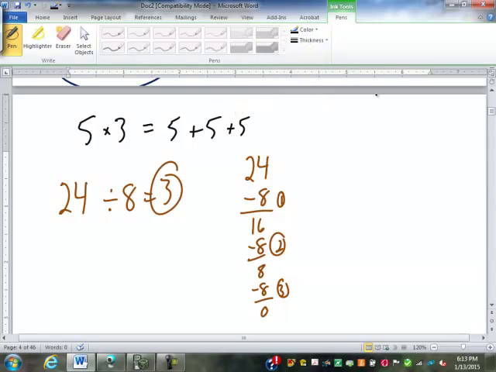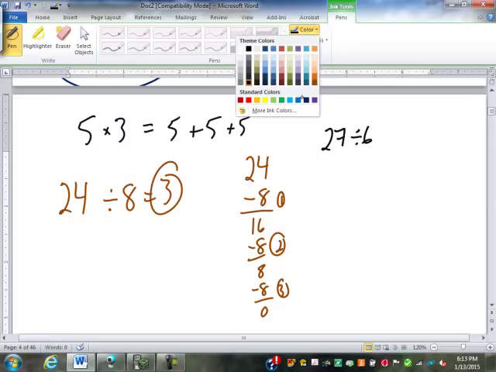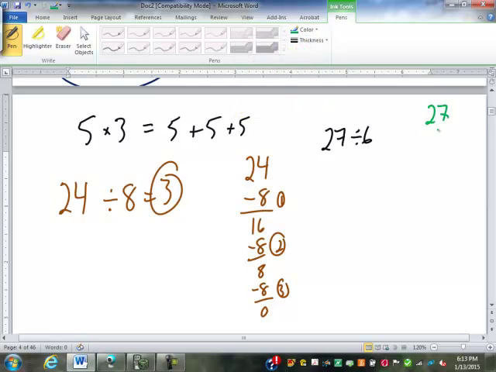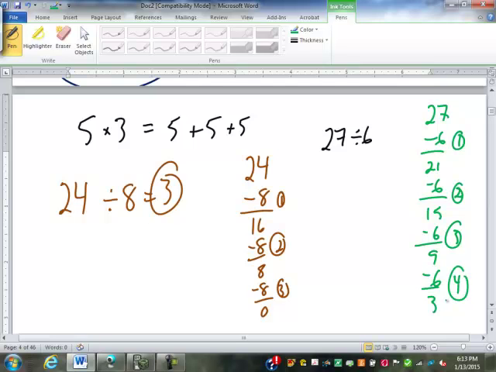Well, what if we had 27 divided by 6? We do the same thing. 27 minus 6 is 21. That's once. Minus 6 is 15. That's twice. Minus 6 is 9. That's 3 times. Minus 6 again is 3. That's 4 times. Can we subtract 6 again? No. So 27 divided by 6 is 4 with a remainder of 3. We can subtract it 4 times with 3 left over.